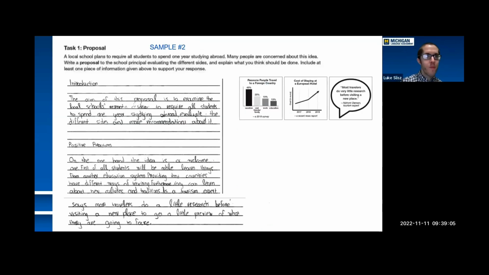Local school plans to require students to spend one year studying abroad. Same topic for the proposal. So this is the sample. Introduction. The aim of this proposal is to examine the local school's recent idea to require all students to spend one year studying abroad, evaluate the different sites, and make recommendations about it. Positive reactions. On the one hand, the idea is a welcome one.